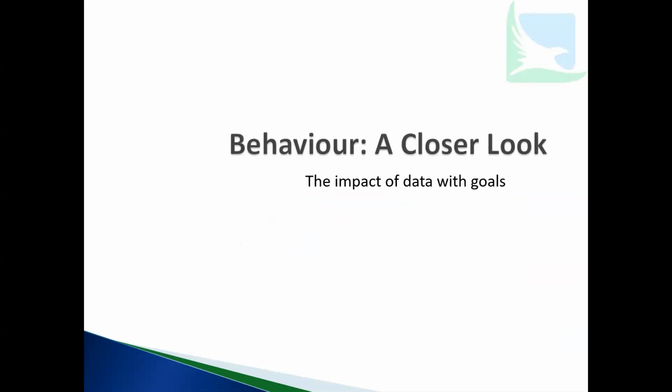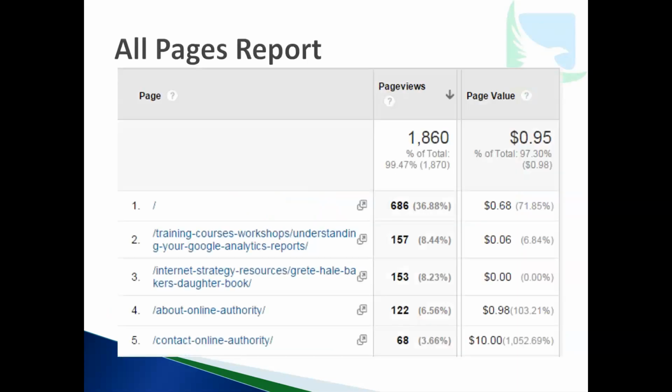So we talked about acquisition, how people get to your website. Now I'd like to talk about behavior. What did people do when they got on your website? This is the all pages report. It's a truncated version of it. It's showing which pages got the most views. That's really what it comes down to.